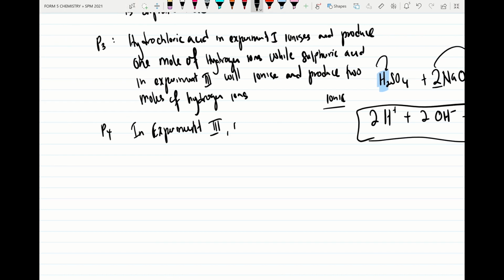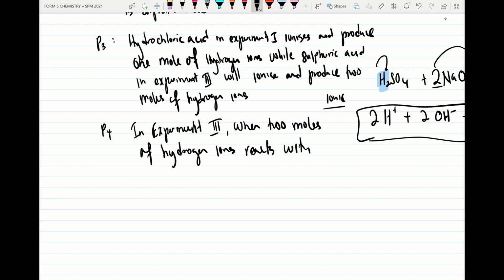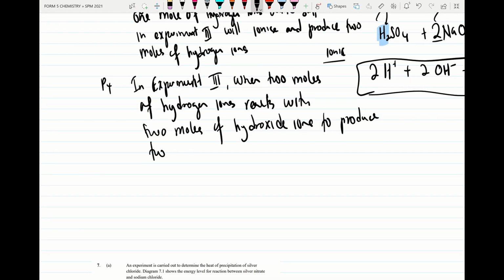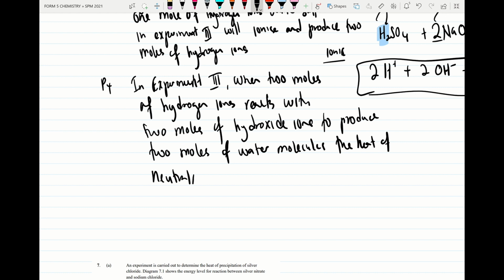Alright, in experiment 3, when 2 moles of hydrogen ions react with 2 moles of hydroxide ions to produce 2 moles of water molecules, the heat of neutralization is still the same as the heat of neutralization of experiment 1.